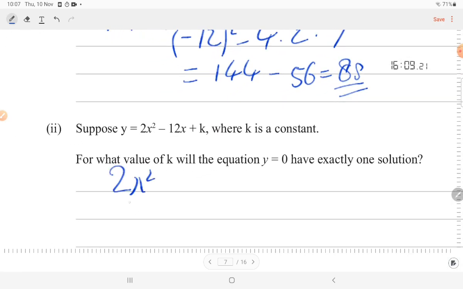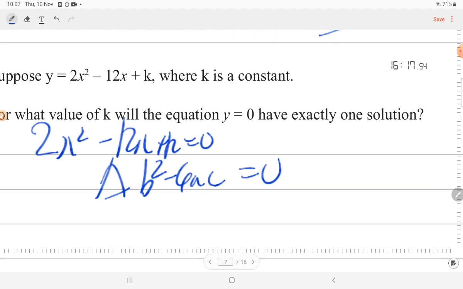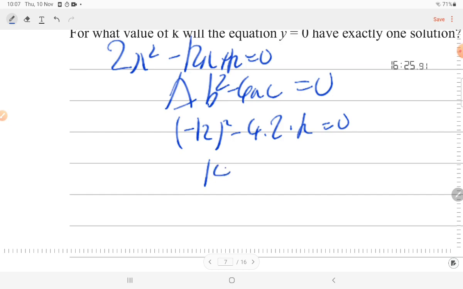2x squared minus 12x plus k is equal to 0. Discriminant b squared minus 4ac is equal to 0. Negative 12 squared take away 4 times 2 times k is equal to 0. Minus 8k is equal to 0. K is equal to 18.